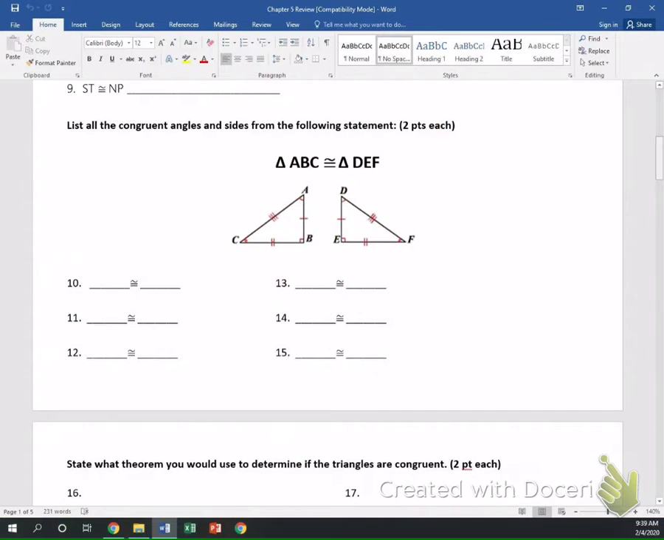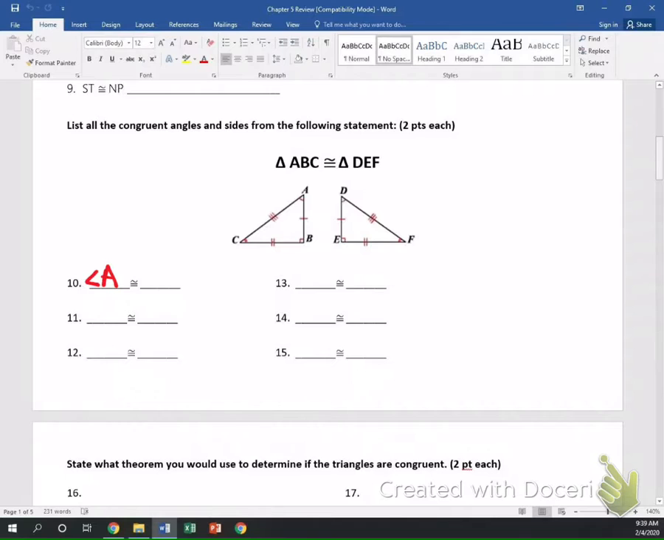All right, this next one, you are just listing the corresponding parts. Now, tomorrow on your test, it will have like one angle given and you'll tell me what it matches with. So it won't be all the way blank. There'll be a little bit more information. But we are just listing the parts that match.